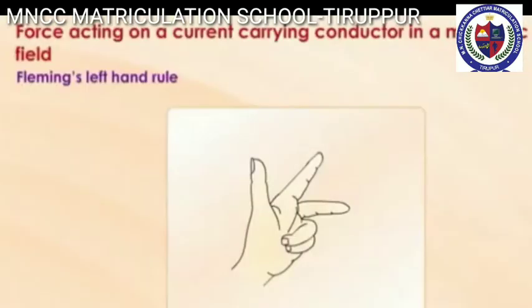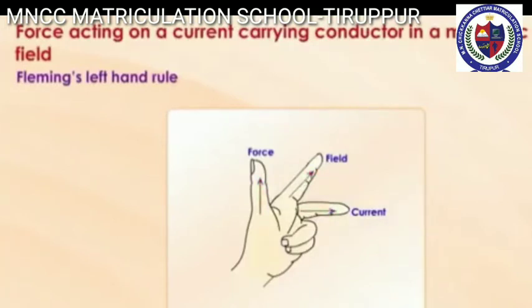Now let's learn about Fleming's left hand rule. Arrange the thumb, forefinger and middle finger of your left hand mutually perpendicular to each other. If the forefinger indicates the direction of magnetic field and the middle finger indicates the direction of current, then the thumb indicates the direction of force on the conductor.